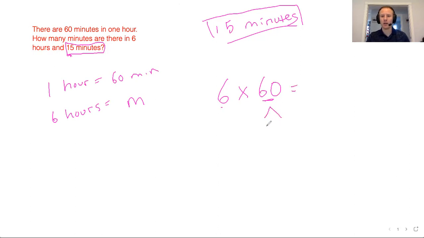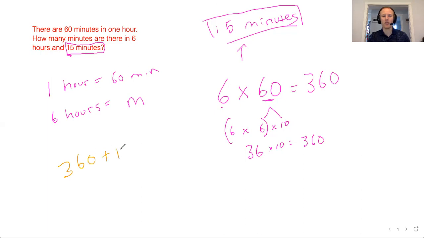6 times 60, we can break this into a 6 times 10. So 60 is made up of 6 times 10, or that's one way to break it apart. And we can move our parentheses just like we've been doing the last couple lessons and do 6 times 6 first to get 36 times 10 equals 360. So my answer there is 360, but I'm not done yet because that just shows me 6 hours. Remember, I have that additional 15 minutes up there. So now I have to say, I'll do this in a different color to show that this is my final answer: 360 plus 15 equals 375 minutes total.